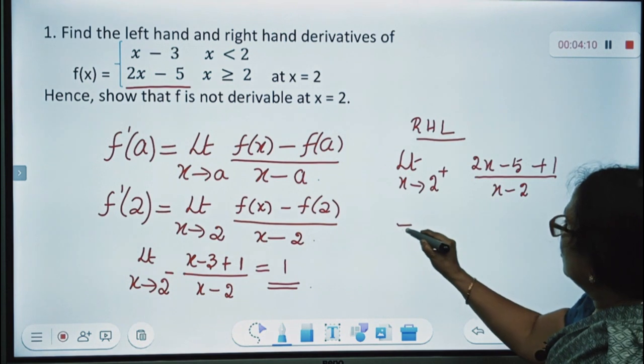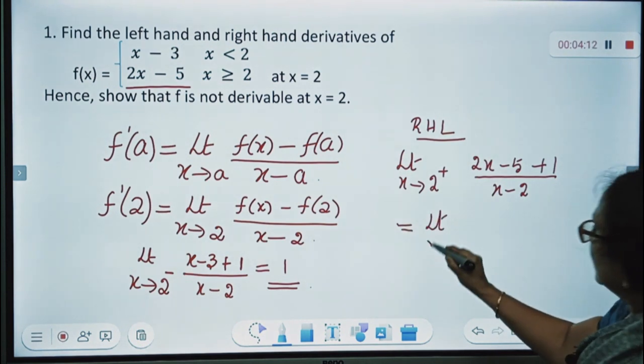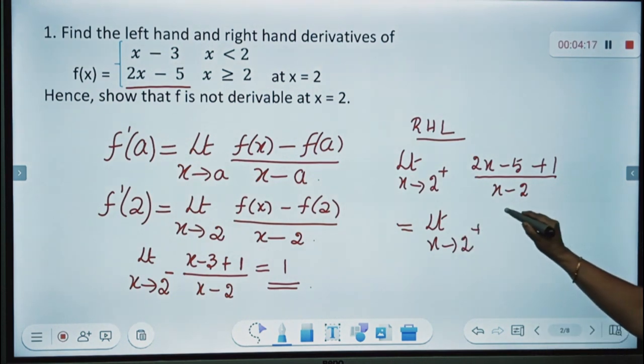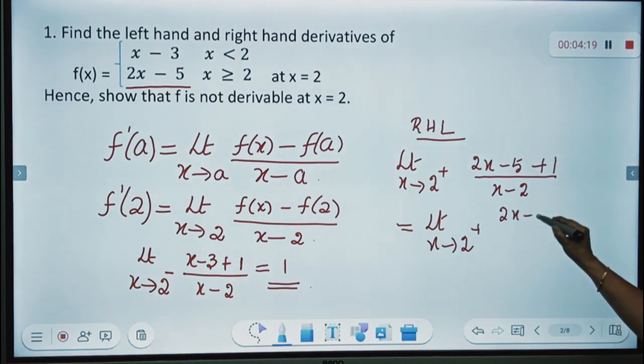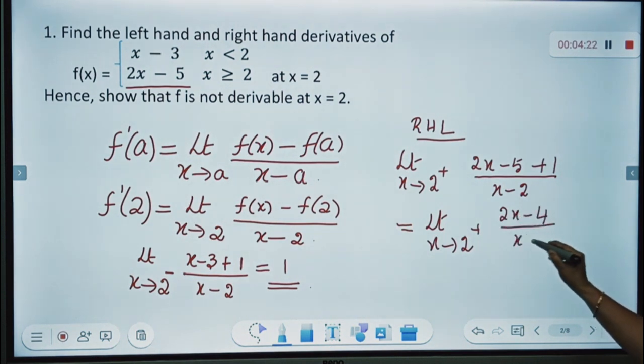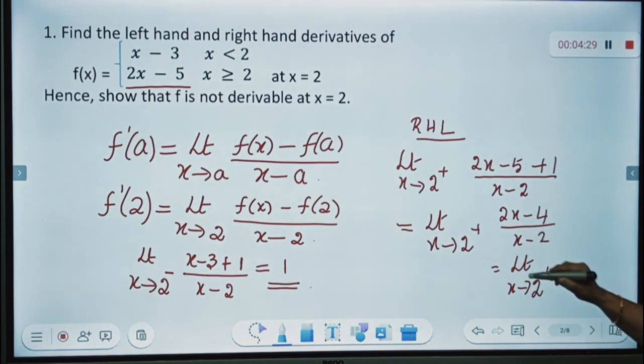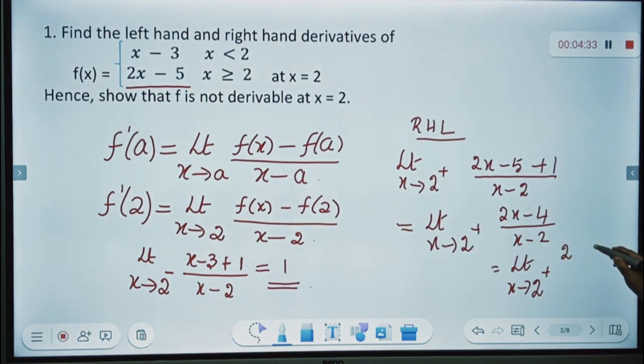So this is equal to limit x tending to 2 plus of 2x minus 4 by x minus 2. This is limit x tending to 2 plus of, and I take out 2, I get 2 into x minus 2 by x minus 2, which gets cancelled, giving you 2.